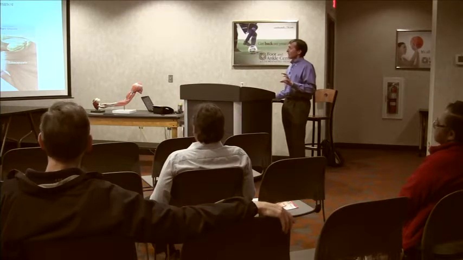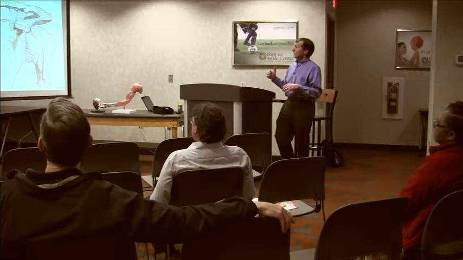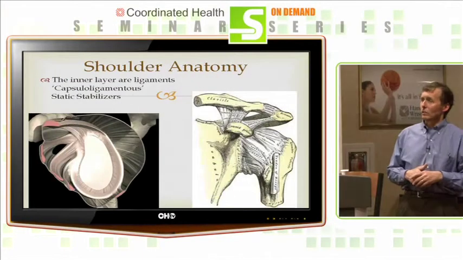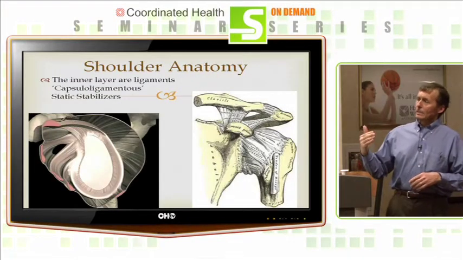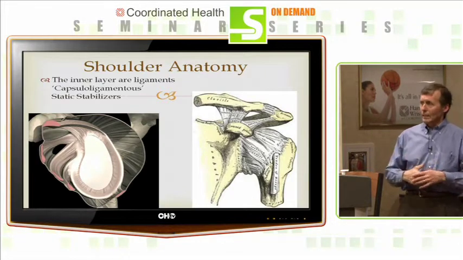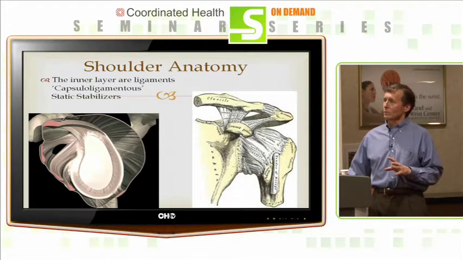So the rotator cuff are the dynamic stabilizers, and they help this next layer, these inner layer ligaments, these capsular ligamentous stabilizers. And it's these ligaments that tear and cause the shoulder to dislocate or sublux. And we'll learn a little bit about what the difference is between those two concepts.